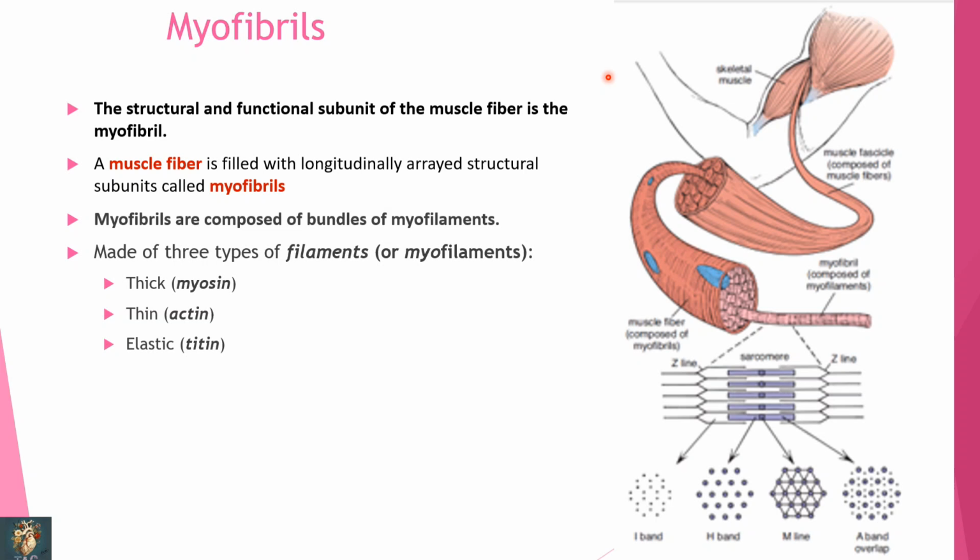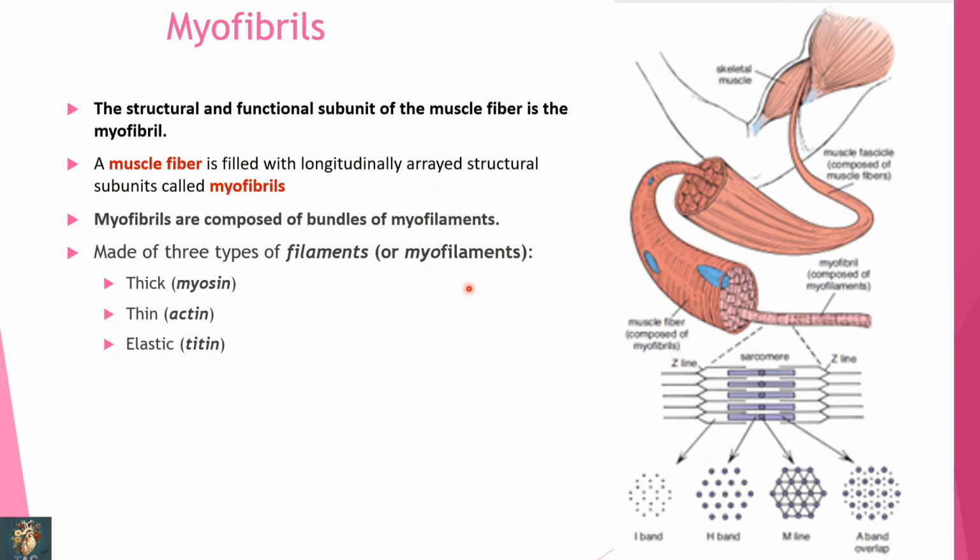So what are the myofibrils? These are the structural and functional subunit of the muscle fiber. The muscle fiber is filled with longitudinally arrayed structural subunits called the myofibrils. So in this you can see these are the muscle fibers, and these are formed by the longitudinally arrayed myofibrils. The myofibrils are composed of bundles of myofilaments. So these smaller ones are the myofilaments. This collection of myofilaments forms the myofibrils.